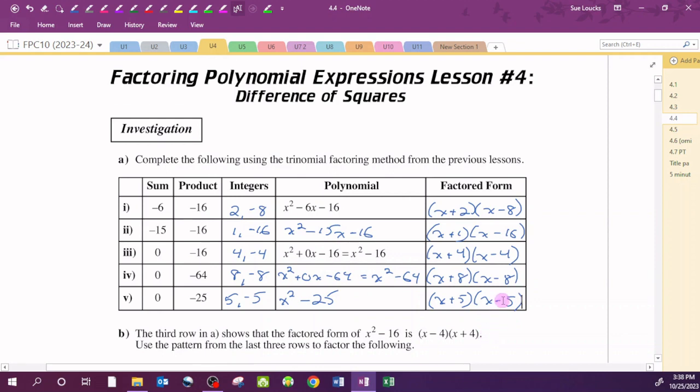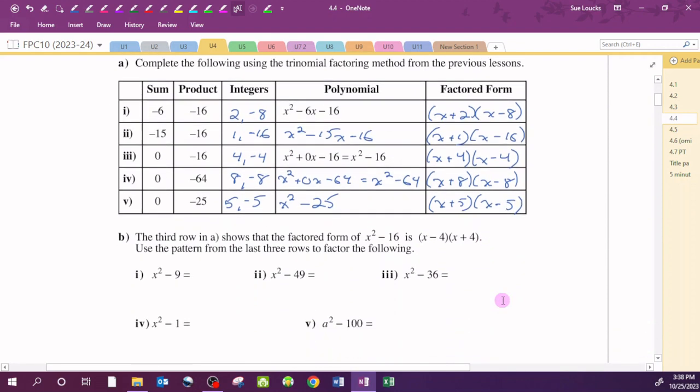Okay. All right. The third row in A above shows that the factored form of x squared minus 16 is x minus 4 times x plus 4. So the pattern, just to be really explicit here, we have x squared minus 16. So it's the square root of this, which is x, plus the square root of that, which is 4, times the square root of that, which is x, minus the square root of that, which is 4. So it's the square root plus and minus.